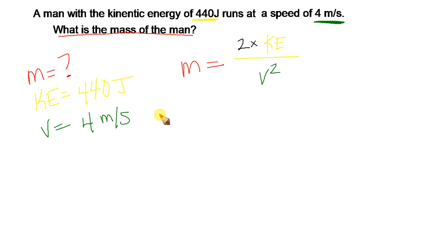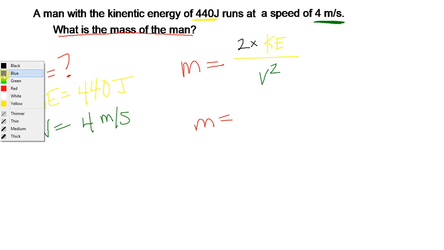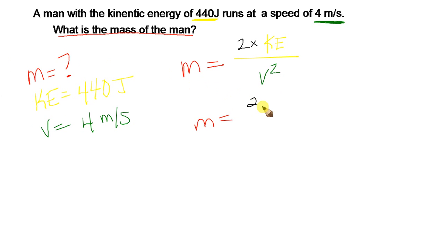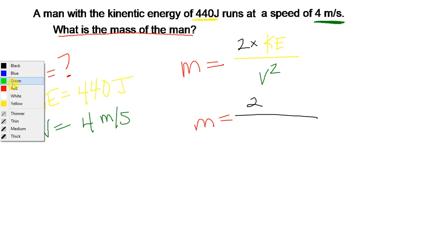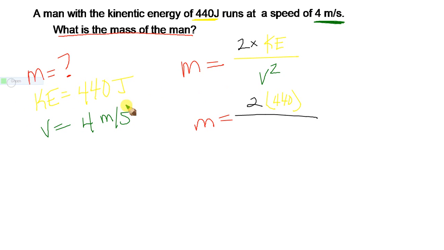Step number 4 says plug in my known variables. So mass I'm trying to find. I know that I have 2 times my kinetic energy, which is 440, divided by my velocity squared. And remember that squared just means multiply the number by itself, 4 times 4. And I enter this into my calculator, and I determine that my mass of the man is 55. And now I need to add units. My units for mass is kilograms.